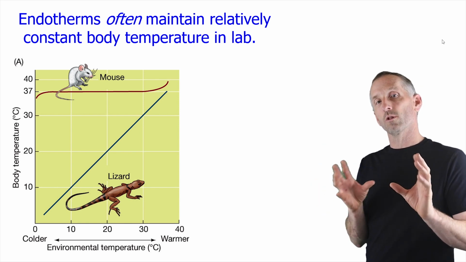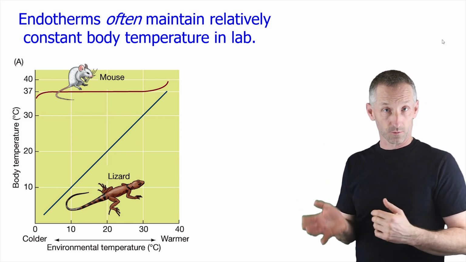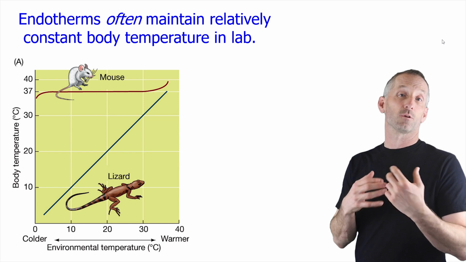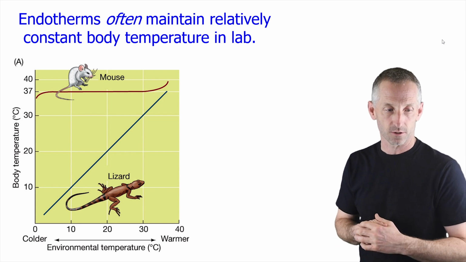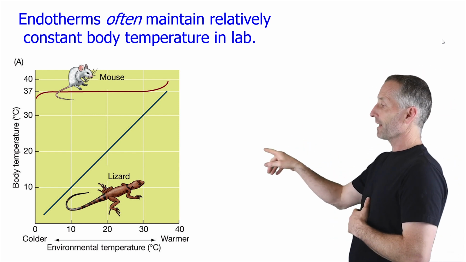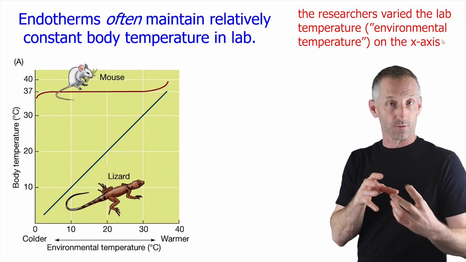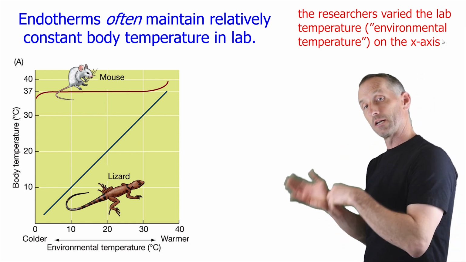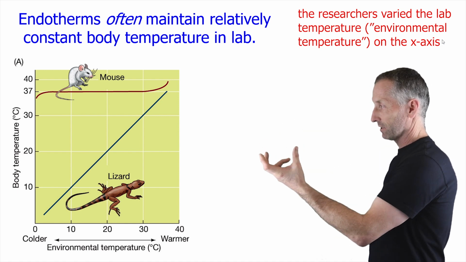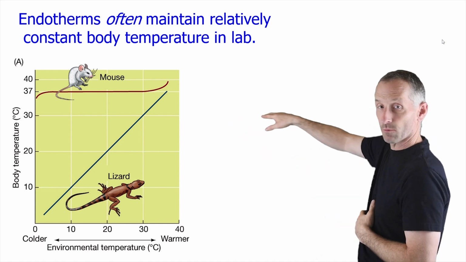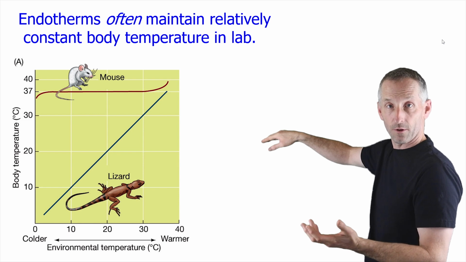Now, I want to go a little bit further with this comparison of ectotherms versus endotherms and the extent to which they maintain or do not maintain their temperatures. So here you see in the lab an experiment where they had a mouse and they watched the temperature of the mouse and they watched the temperature of a lizard. So a mouse is an endotherm. You can see that it stays relatively constant, so it's also a homeotherm.